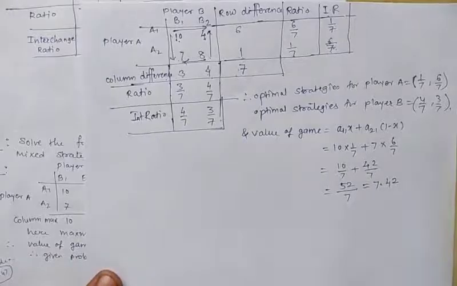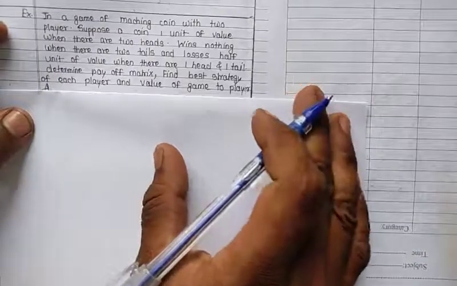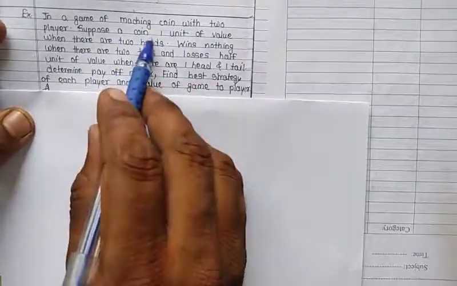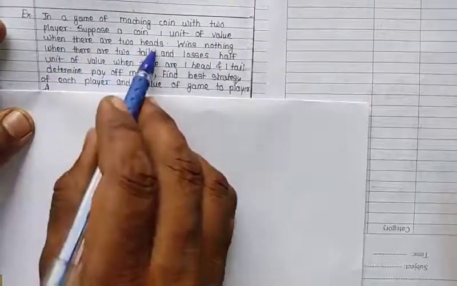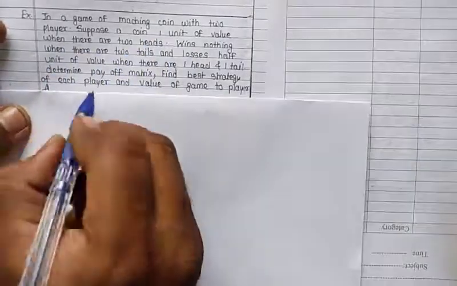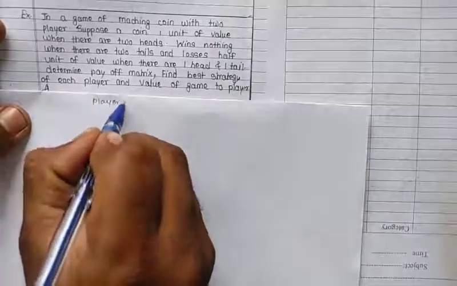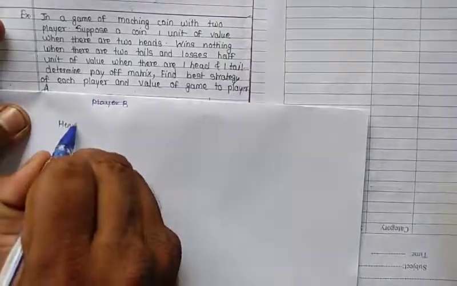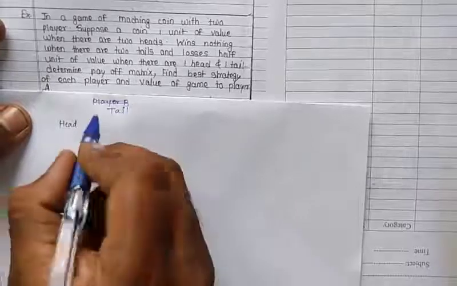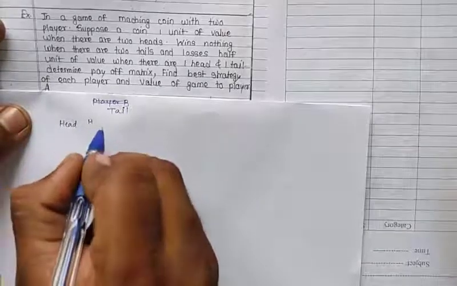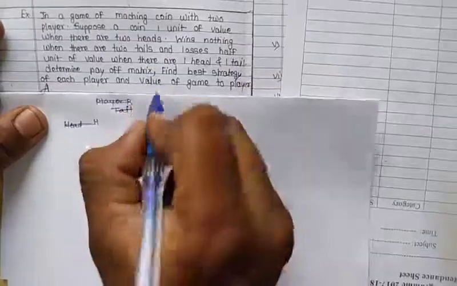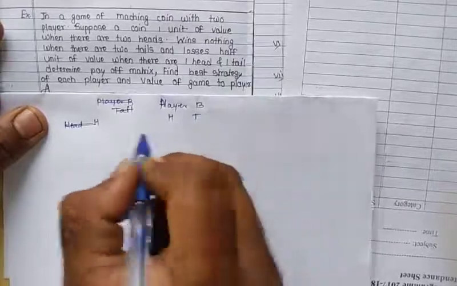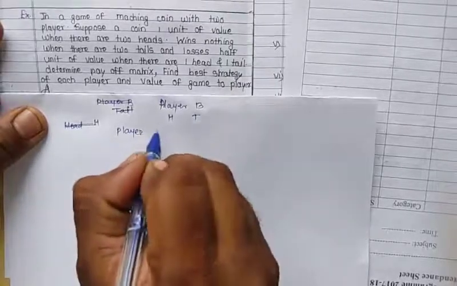Okay, now let's see another problem. In a game of matching coins with two players, suppose a coin has 1 unit of value when there are two heads. Now here we will make the payoff matrix. So for player B, here head and this is tail. So here H, for player A and player B, player B having head and tail, and player A having head and tail.